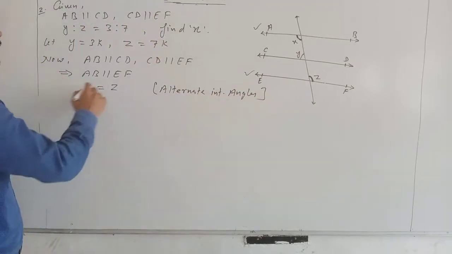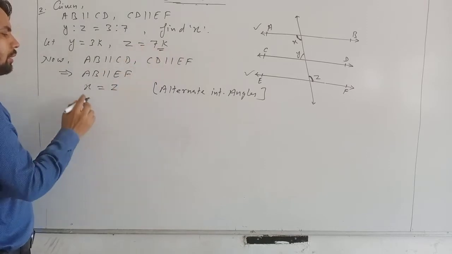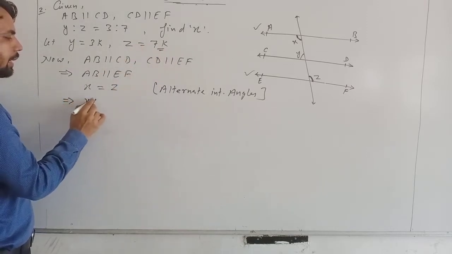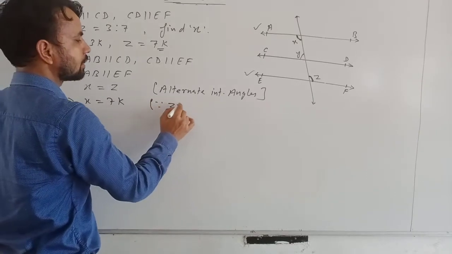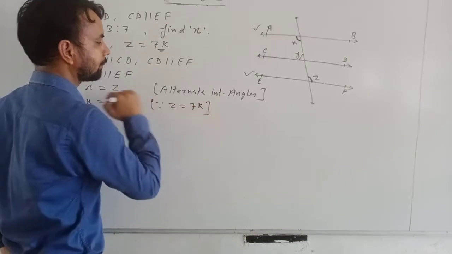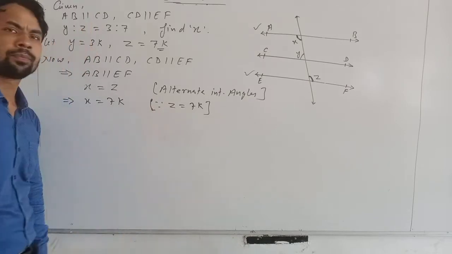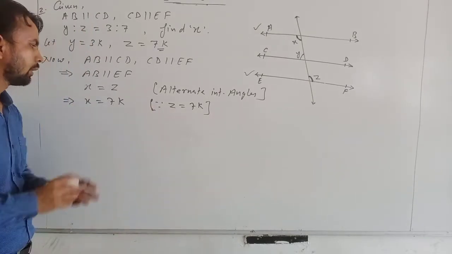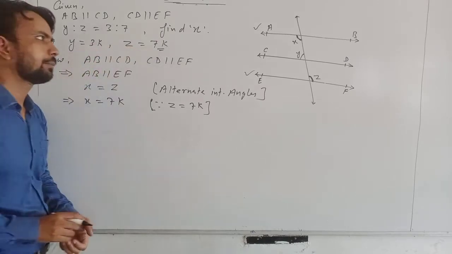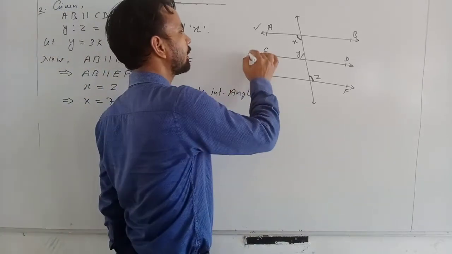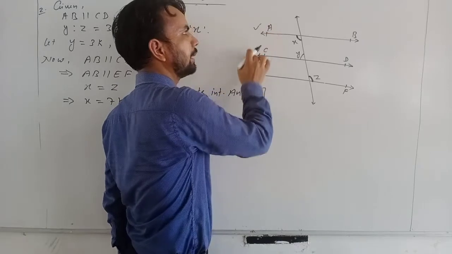Clear? Now Z is given 7K, so we can say that X equals 7K. Reason: since Z equals 7K. Any confusion? No? Good. Now, X is 7K, Y is 3K and Z is also 7K. Now see, again, this is given that AB is parallel to CD.